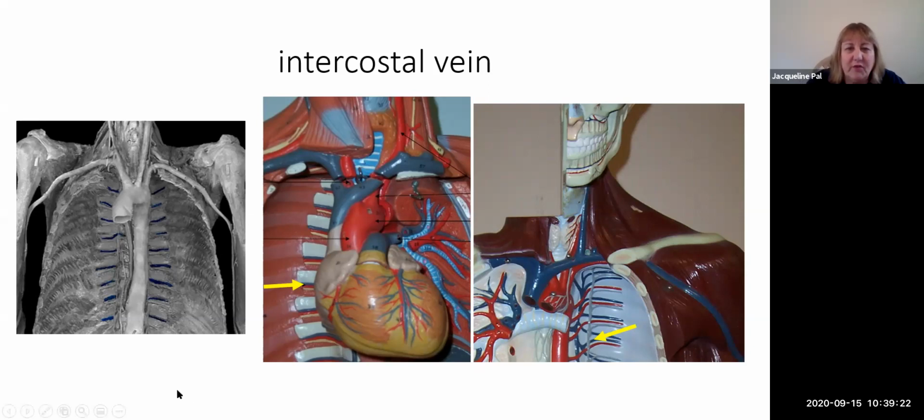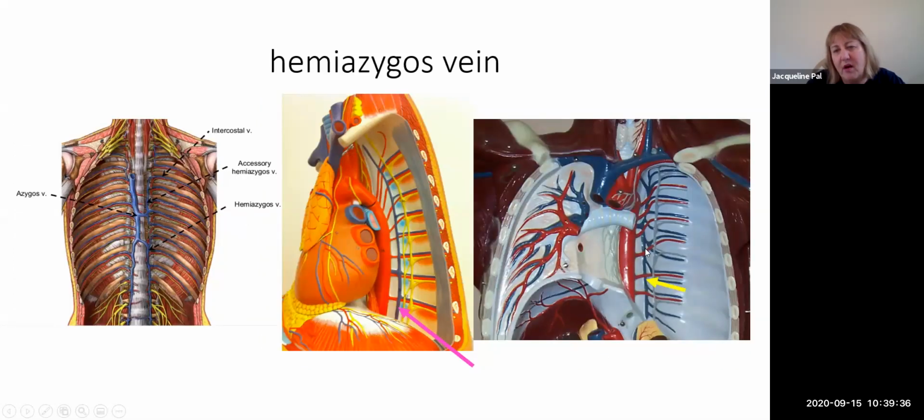If you look, for instance, at the bottom of the right-sided picture, you can see the intercostal veins, and then you can see veins which are actually running parallel to the thoracic aorta. In all three of these pictures, you can clearly see veins running parallel to the thoracic aorta. This is in the right thoracic cavity, and this lower portion is called the hemiazygous vein.